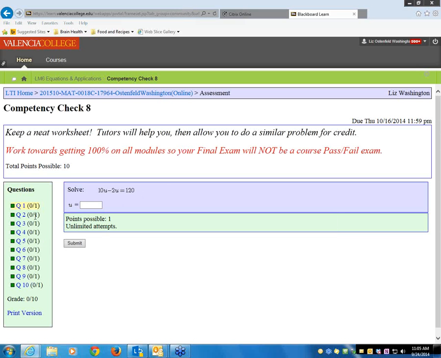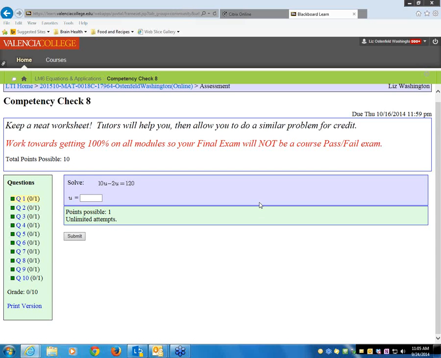Okay, so competency check 8 has 10 questions. I am going to work through these questions for you so you guys have some examples other than the lecture videos that you have. And so here is the first equation. So we have 10u minus 2u equals 120. And this is an equation. It has an equal sign.